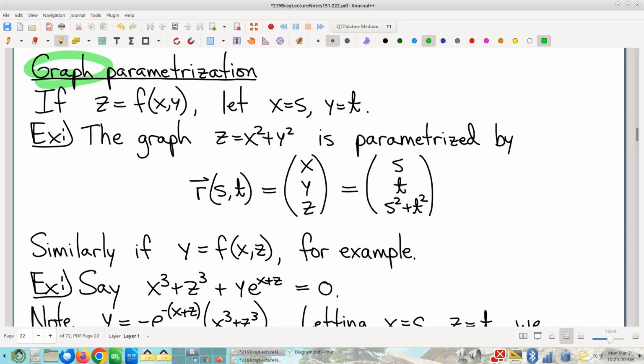That was one of our big tools when we first started talking about parametric curves, was the graph parameterization of a curve in 2 dimensions. Now we're going to talk about the graph parameterization of a surface in 3 dimensions. And let's take a quick moment to recognize what we have there in purple.